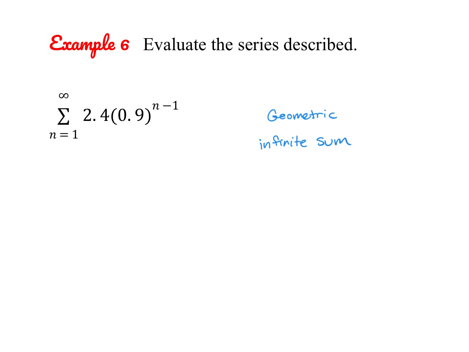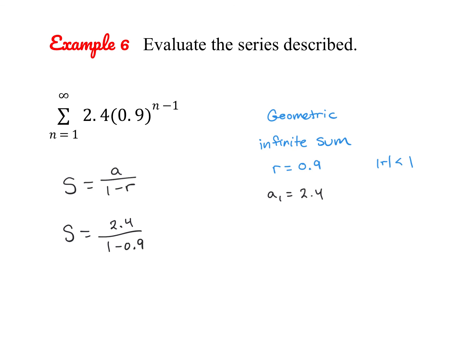So first we need to see if this is even possible. So remember, the thing to check is our r value. And we can see here that our r value is 0.9. So since the absolute value of r is less than 1, this is possible. So we're going to use this formula. And we can see that our first term, a sub 1, is 2.4. So we just do 2.4 over 1 minus 0.9. So our infinite sum would be 24.